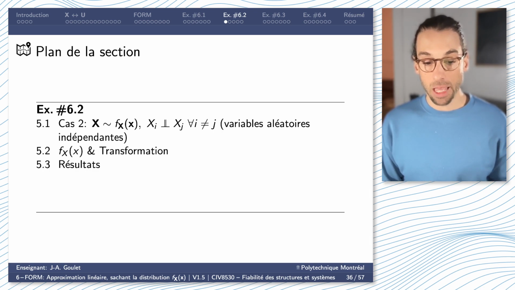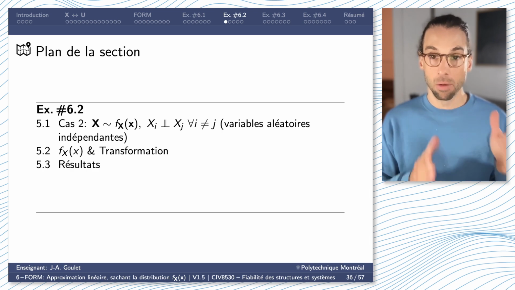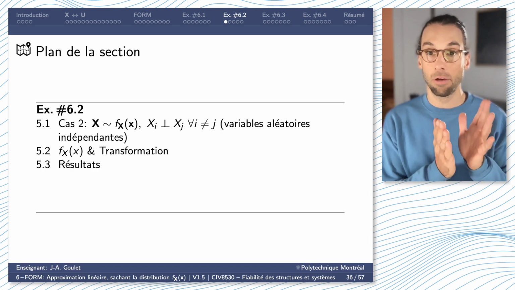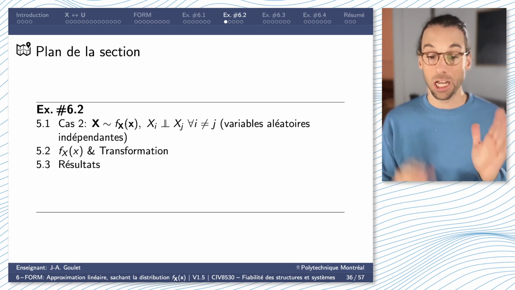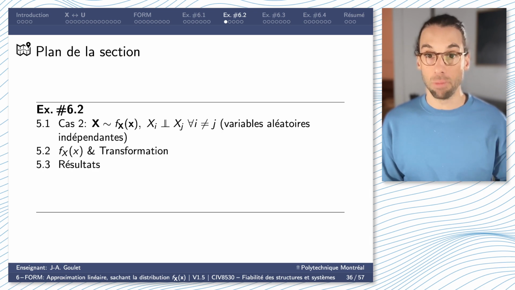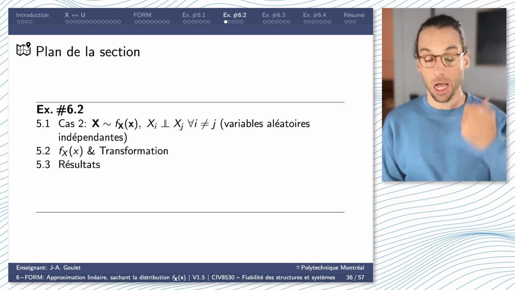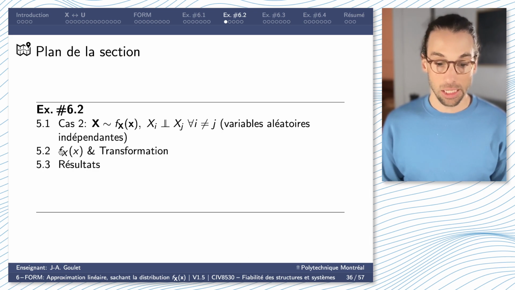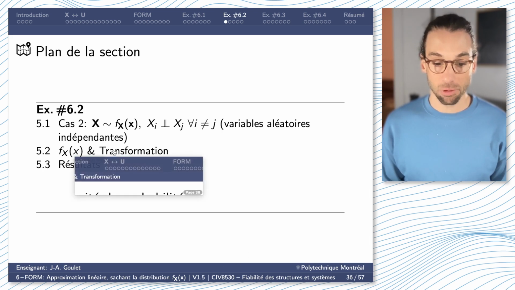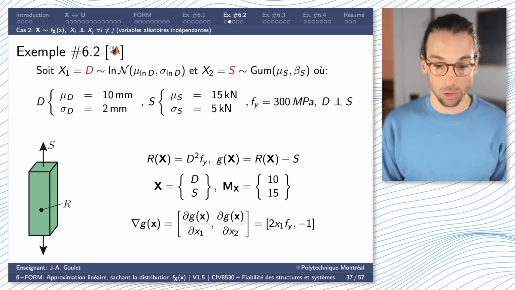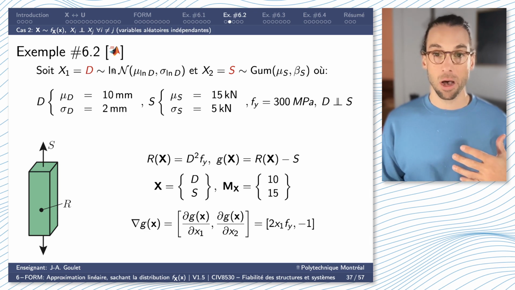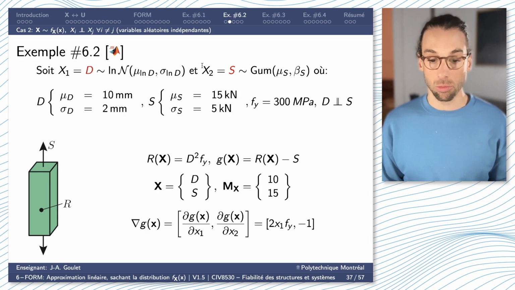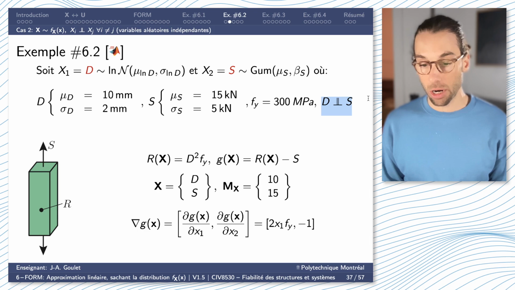Second case, what do we have if we have prescribed marginals for xi, xj that can follow any distribution, but these xi, xj are independent, meaning we can model the joint PDF by the product of the marginals. So we're going to see the marginal CDF, we're going to see the transformation, and we're going to see the results. So we got, again, the same setup, but now x1 is modeled instead of being a Gaussian, it's going to be a lognormal, and the solicitation S is going to be a Gumbel. We're going to assume that these two are independent.